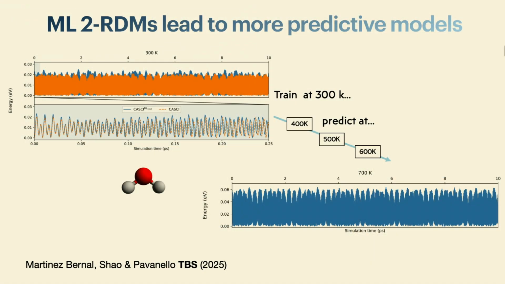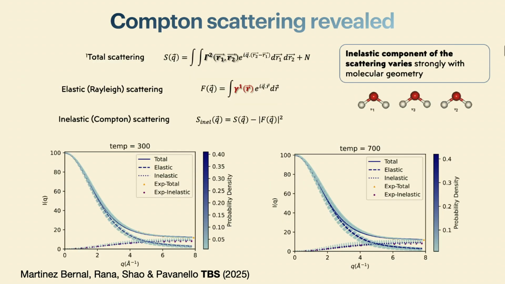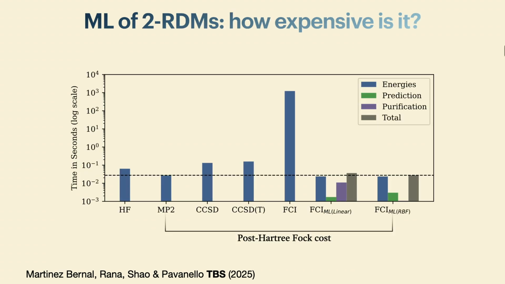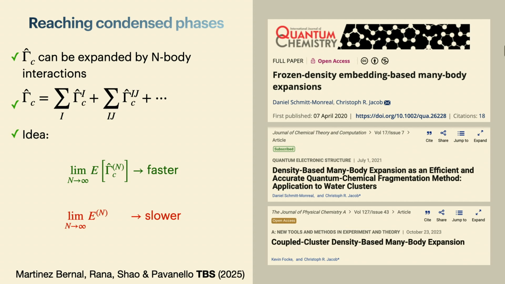A result of gamma 2 is that we can train at 300 Kelvin and predict totally stable dynamics at 600 and 700 Kelvin. And this is something we couldn't do with gamma 1. Having gamma 2, you get access to all sorts of observables that are interesting. And the computational cost is less than MP2, or just about MP2, but much more accurate.